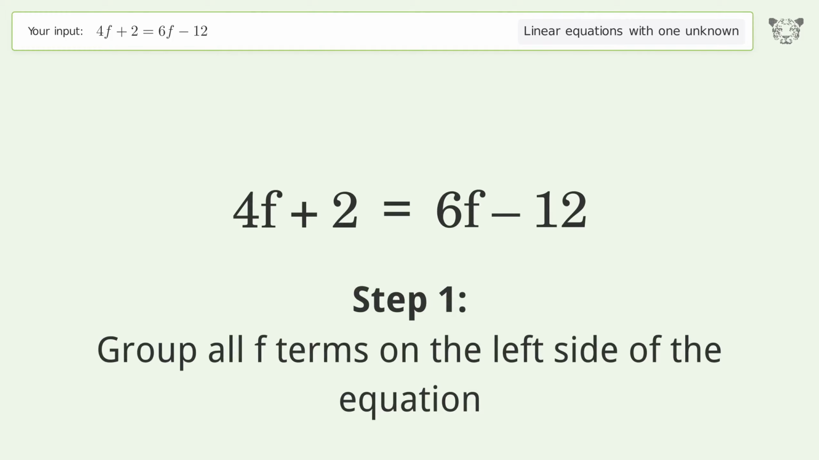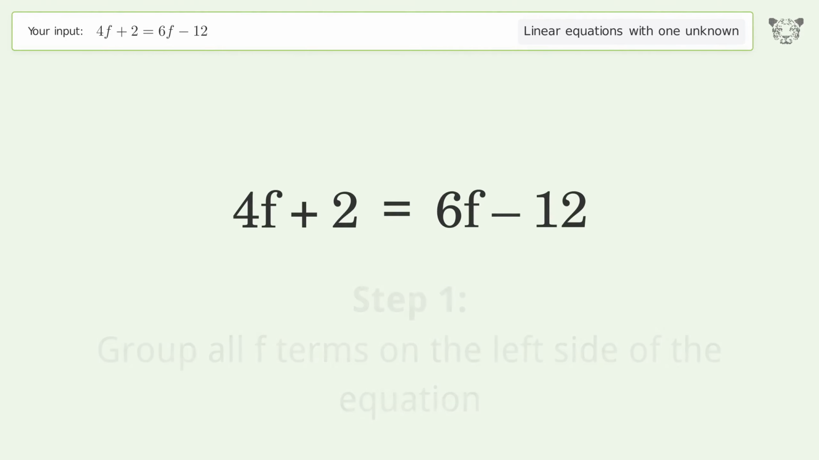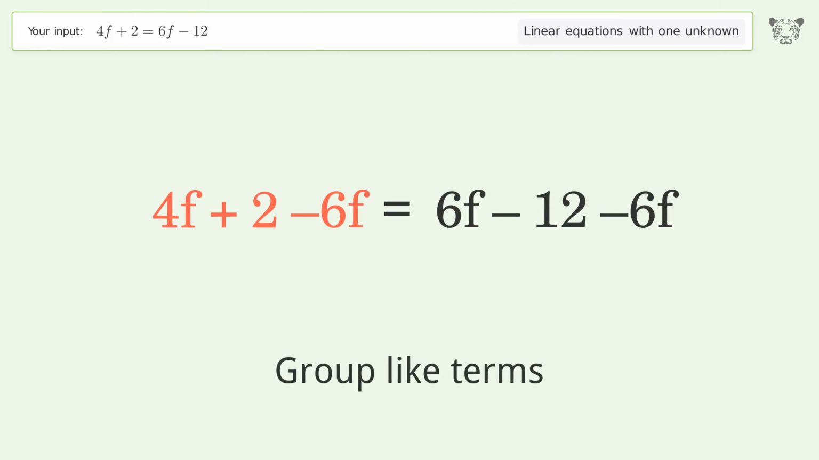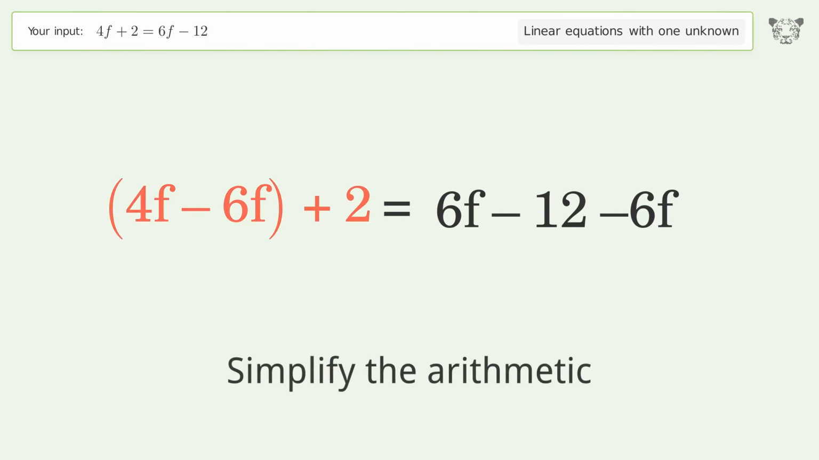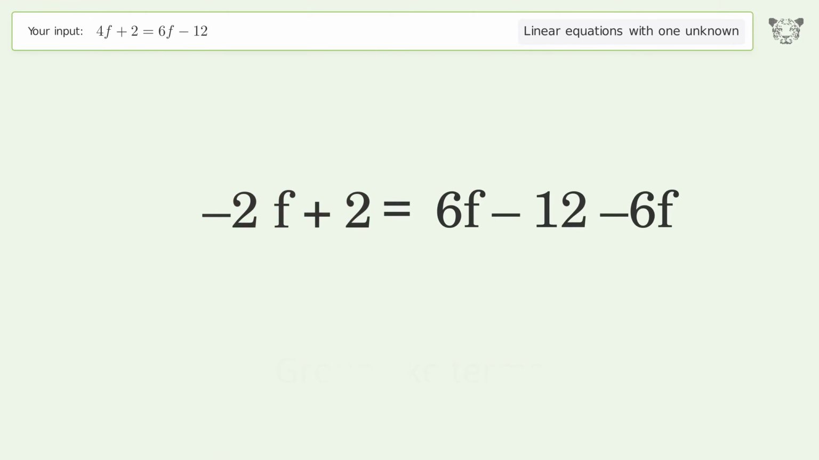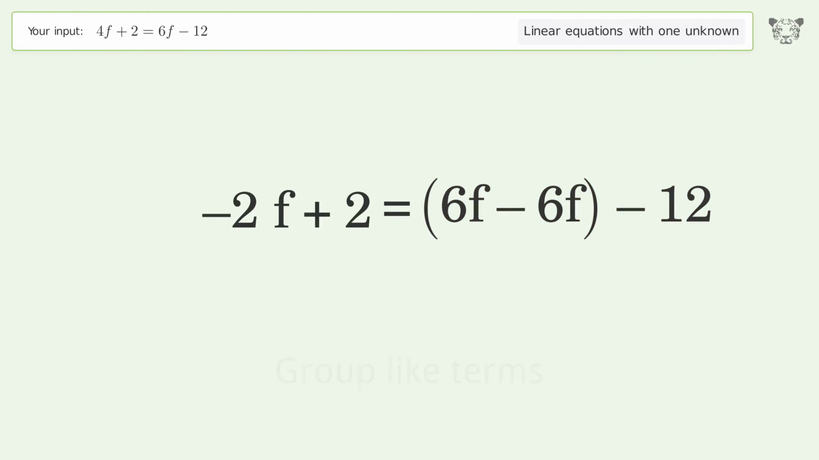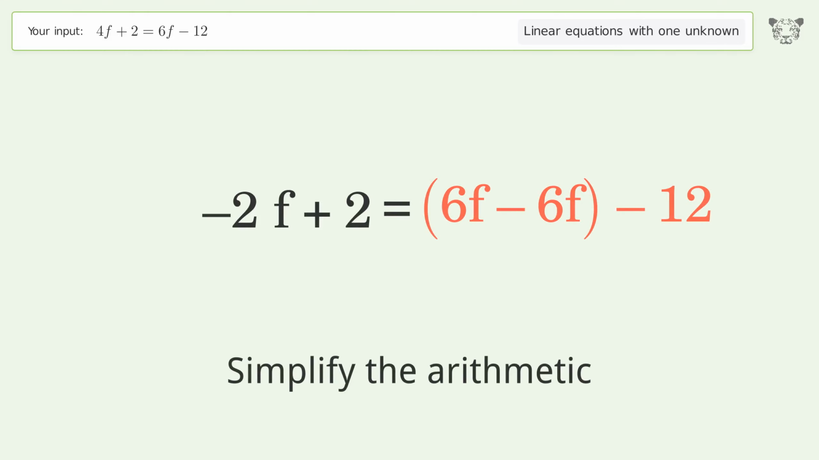Group all f terms on the left side of the equation. Subtract 6f from both sides. Group like terms. Simplify the arithmetic. Group like terms. Simplify the arithmetic.